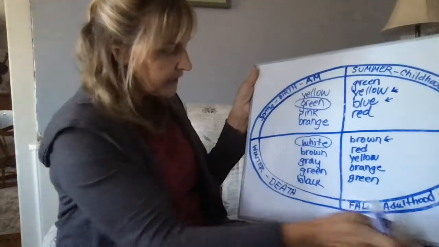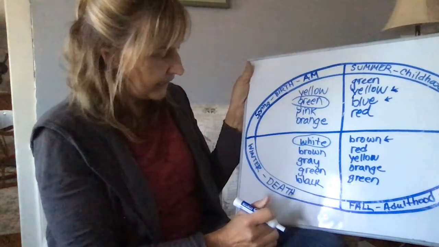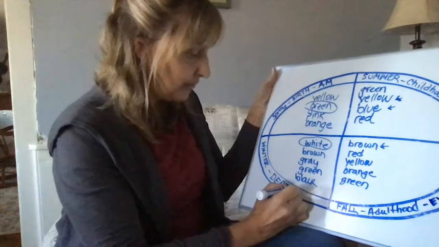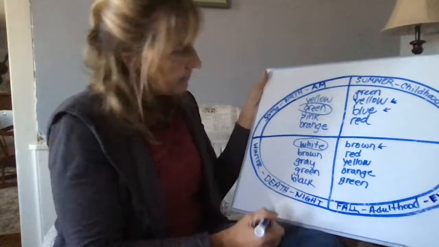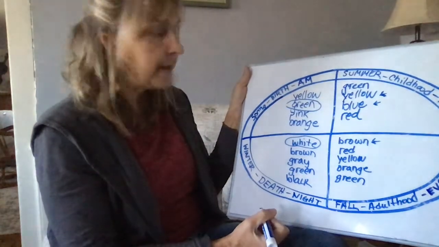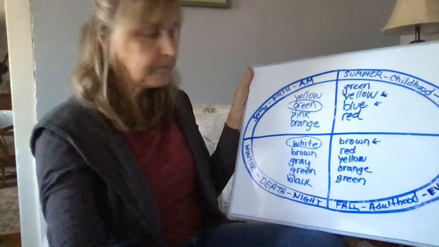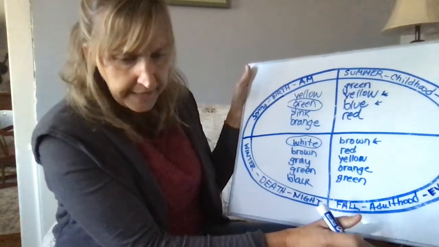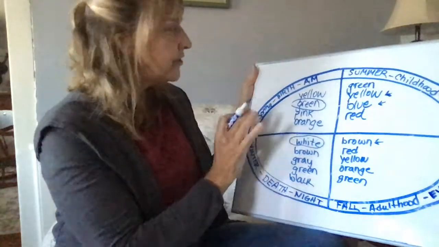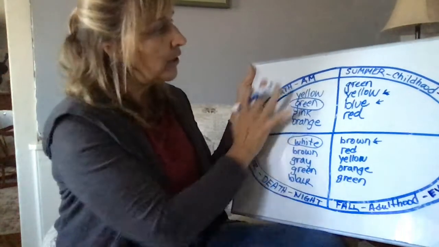If winter were a time of day, when would it be? It would be night, right? Midnight. Okay, so here we have our symbolic cycle emerging. Let's add a couple more things. And as you can see, this is a cycle.